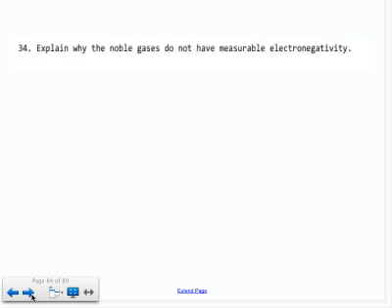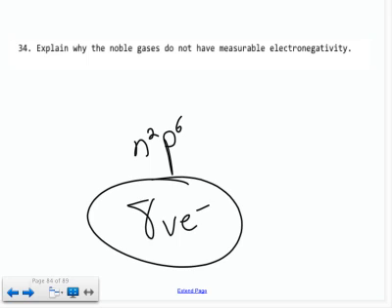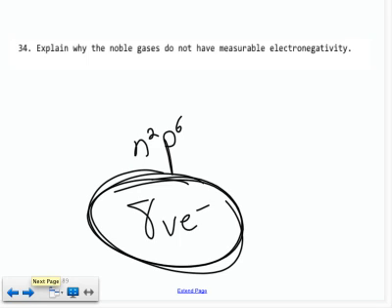Why do noble gases have no measurable electronegativity? Well, remember, all the noble gases have that ns2np6, 8 valence electrons. Electronegativity is about atoms pulling on other atoms' electrons, because some atoms are trying to gain electrons to get 8. They all want to have 8 valence electrons. Well, noble gases already have 8 valence electrons, so they have no interest in taking electrons from other atoms. So noble gases have no measurable electronegativity because they have a full outer shell of valence electrons.